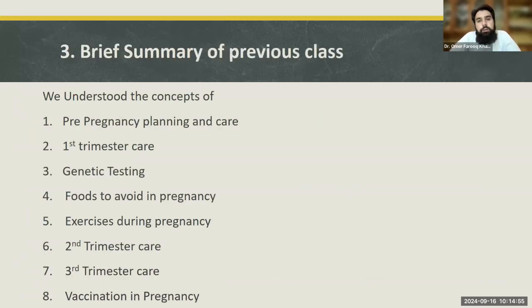So, brief summary of part one of this lecture series. In part one, we understood the concepts of pre-pregnancy planning and care by both partners, then first trimester care. The importance of genetic testing was discussed in our first class. Foods to avoid in pregnancy were discussed. Exercises during pregnancy were discussed. Then, second trimester care, third trimester care, and then finally, vaccination in pregnancy was discussed.